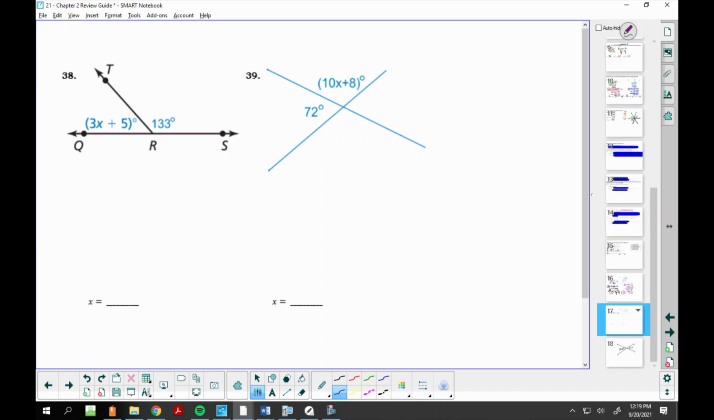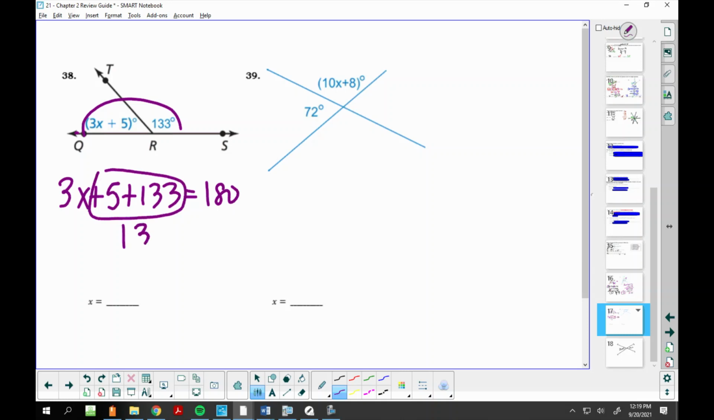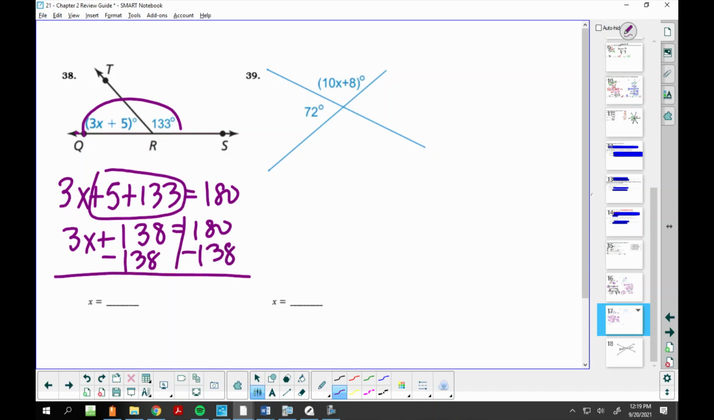All right, again, one, these don't even look equal, and two, there's nothing telling us they are, but they make a straight line, and how many degrees are in a straight line? 180. Yep, so they add up to 180. 3x plus 5 plus 133 equals 180. Okay, 5 plus 133 is 138. So 3x plus 138 equals 180. Subtract 138. That's 3x equals 42. And x equals 14.